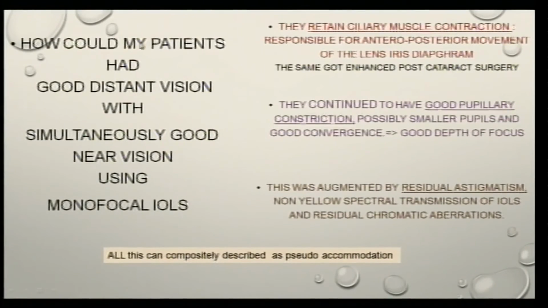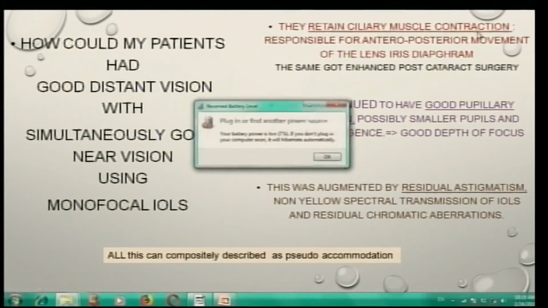in hypermetropic eyes. So how could my patients have good vision for distance and simultaneous near vision? It was because they retained ciliary muscle contraction capability, they had good pupillary constriction, and they had residual astigmatism. And all this is described as pseudo-accommodation.